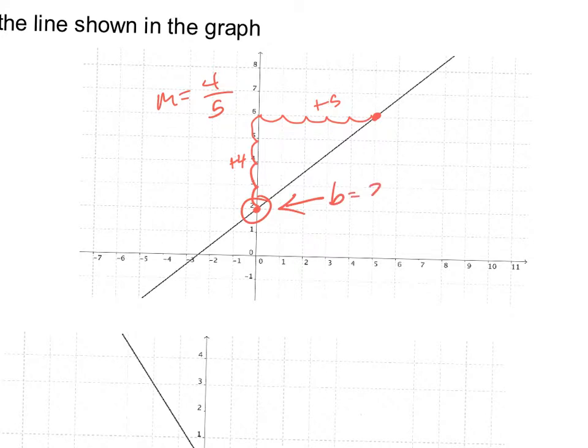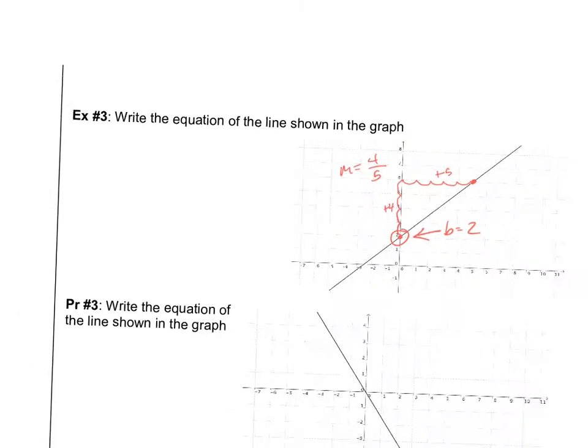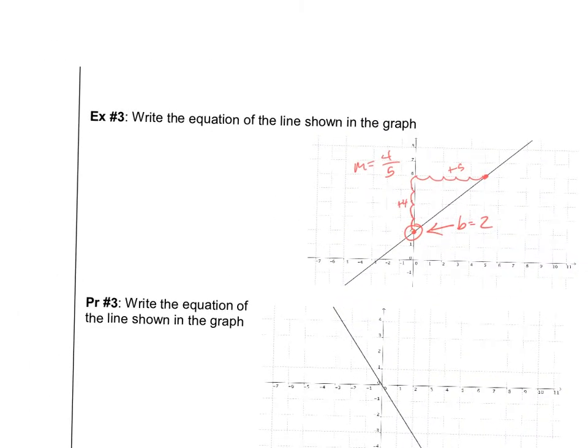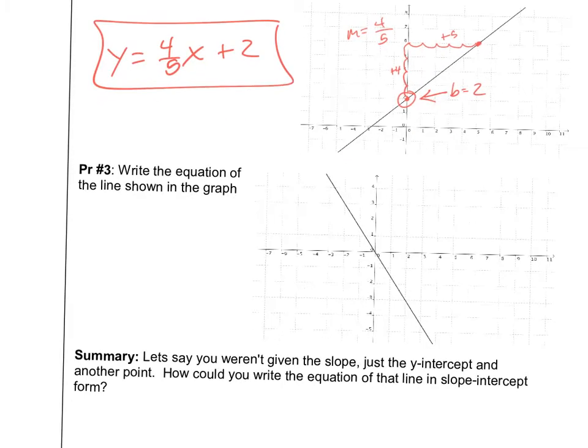So the b value is 2 because that's where it crosses the line. So write our equation of the line. It's simply y equals, the slope is 4/5 x, and a positive 2. Easy peasy.